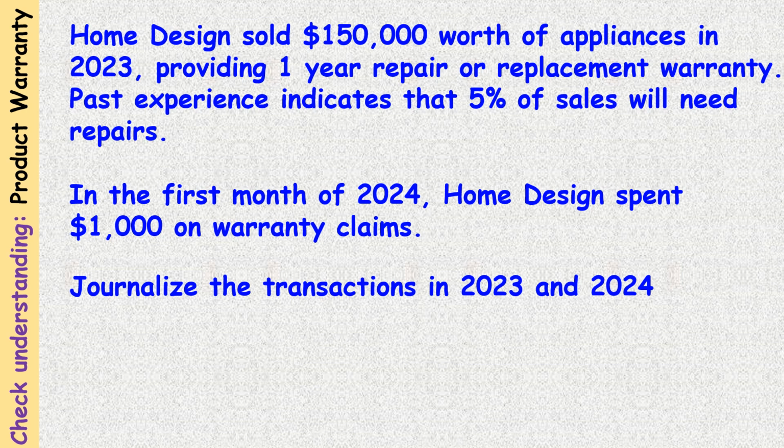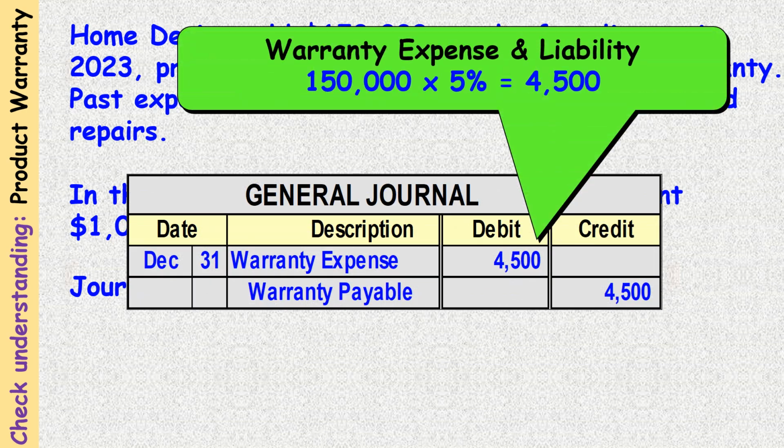So the amount of the repairs is going to be $4,500. And how was that estimated? $150,000 of sales multiplied by 5% will give you $4,500 of the amount of liability. So Home Design is going to debit the warranty expense for $4,500 in the same period as the sales, which is 2023. And since the warranty will be provided in the future, and Home Design has an obligation to do that in the future, the warranty payable account will be credited for $4,500.